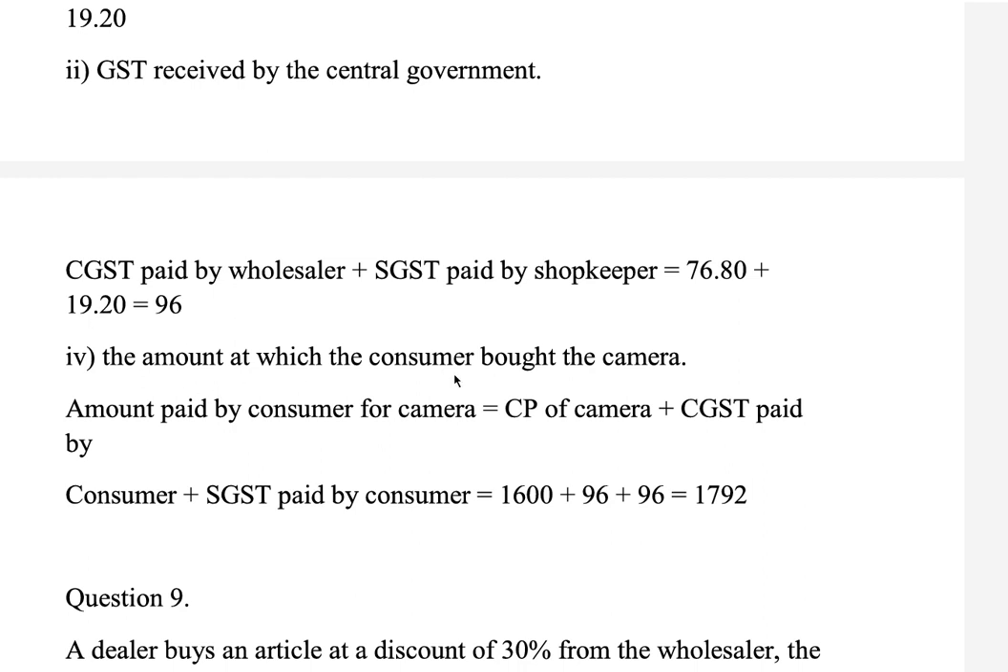And the amount at which the consumer bought the camera, that is the amount paid by the consumer for the camera, is the CP of the camera plus CGST paid by the consumer plus SGST paid by the consumer. So 1600 plus 96 plus 96, that comes to 1792 rupees.